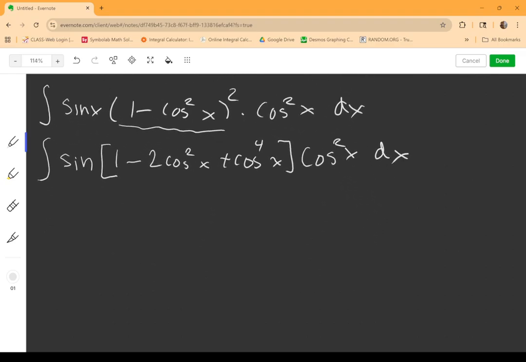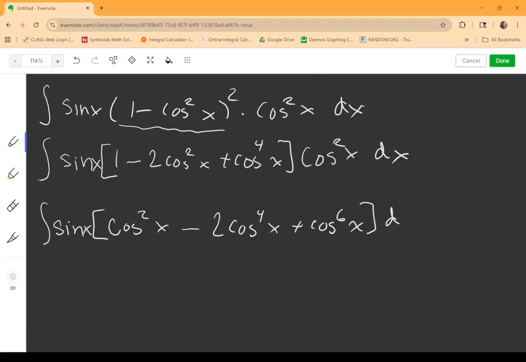Okay, and then one last thing here. I'm going to distribute in that cosine squared x. Notice again, I have not done anything with the sine of x, just keeping it there. Right? I need that factor for my substitution. So distributing in that cosine squared, we get sine x times cosine squared x minus 2 cosine to the 4th of x plus cosine to the 6th power of x dx.